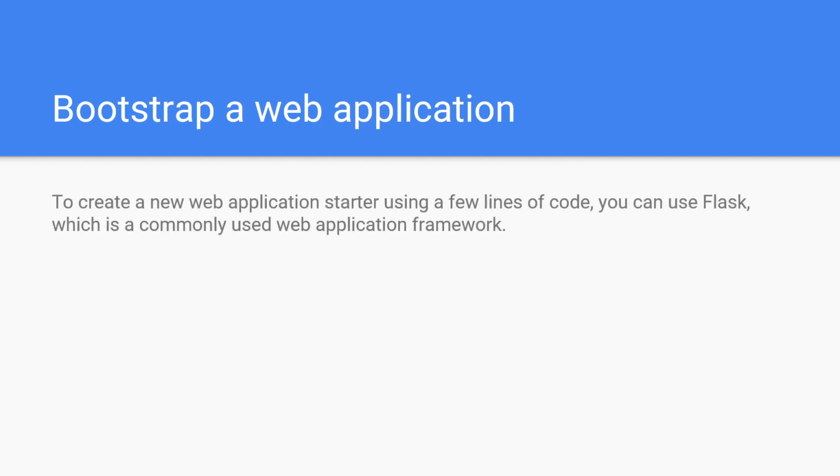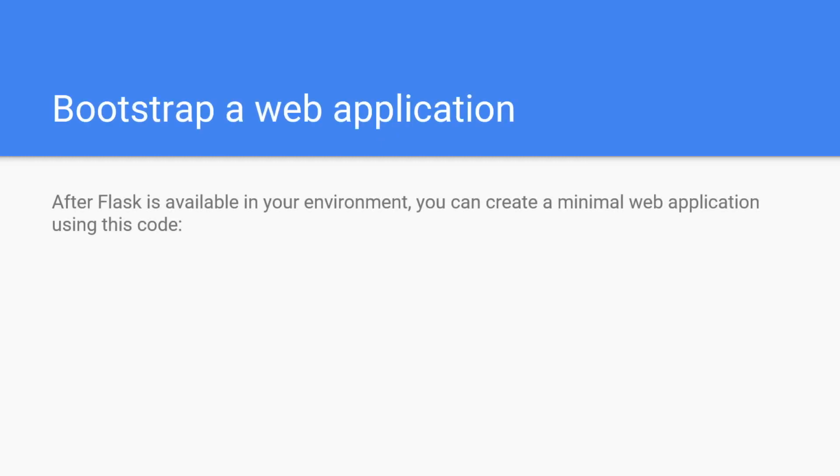To create a new web application starter using a few lines of code, you can use Flask, which is a commonly used web application framework for Python. You can install Flask using the following command: pip install Flask. After Flask is available in your environment, you can create a minimal web application using this code.